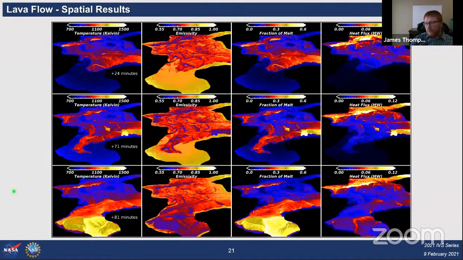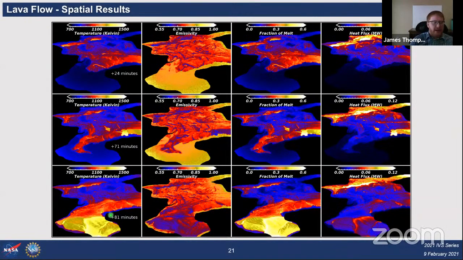So the next thing I wanted to do was to take what I understood from a lava lake and apply that to a lava flow, or a small lava flow at that. And so these are some results from a Ho'i lava flow on the coastal plain. Again, the same type of figure I'm showing here, but instead of only looking at 12 minutes, I'm looking at 81 minutes.